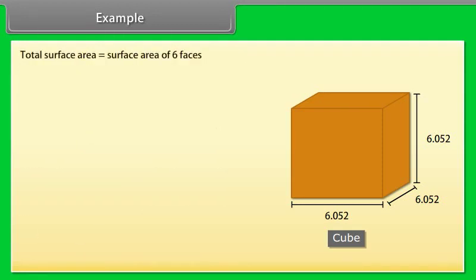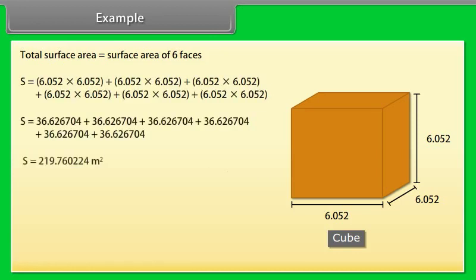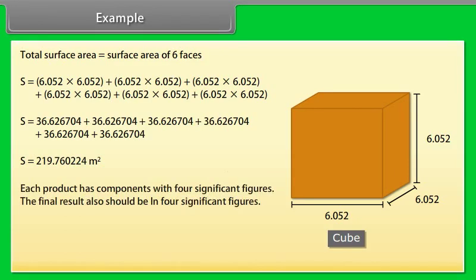Total surface area is equal to the surface area of 6 faces. After calculation, we get S is equal to 219.76 meter square. Each product has components with 4 significant figures. The final result also should be in 4 significant figures. Thus, S is equal to 219.8 meter square.